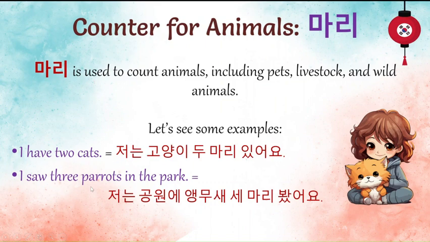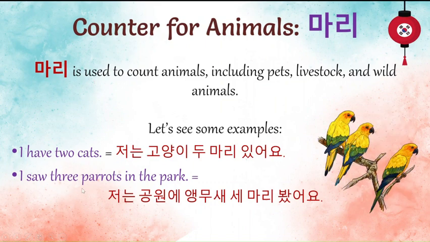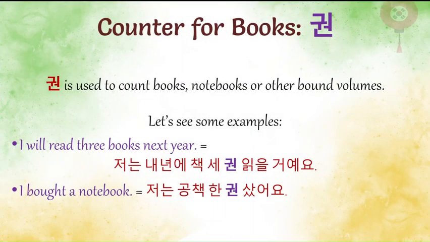Okay? Next is, I saw 3 parrots in the park. 저는 공원에 앵무새 3마리 봤어요. So, parrots is 앵무새. 3 parrots. 앵무새 3마리. Okay? So, it is very easy. You just need to know the appropriate counter word. Now, let's move ahead to the 4th counter word.